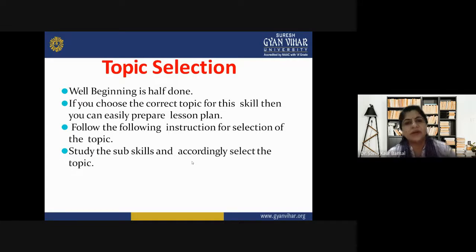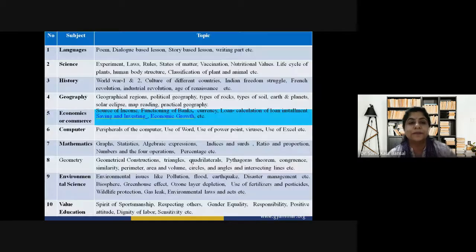So when you are teaching content in the classroom, you must see what type of topic you are going to teach to your students, and accordingly you must follow the sub skills or the components of the stimulus variation skill. Now there are a variety of topics we can talk about. There are some subjects given to you. On the left side you can see language, science, history, geography, economics or commerce, computer, mathematics, geometry, environmental science, value education. So these are all the subjects that students are studying.